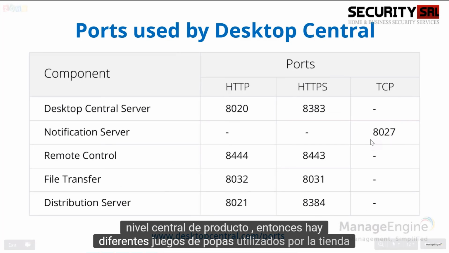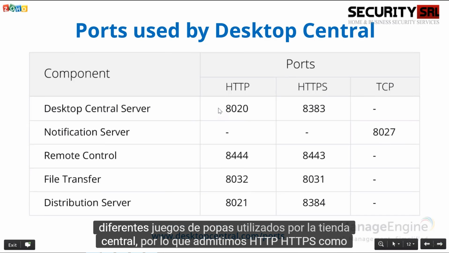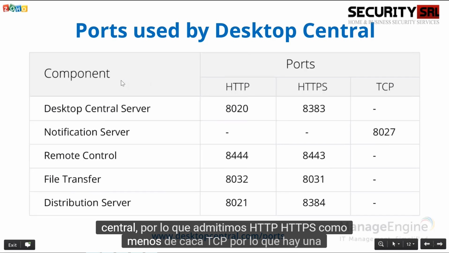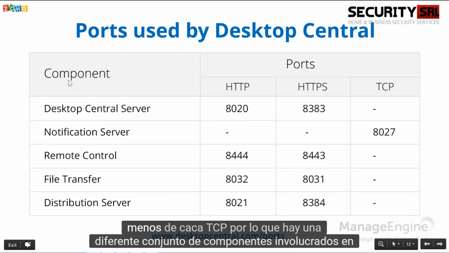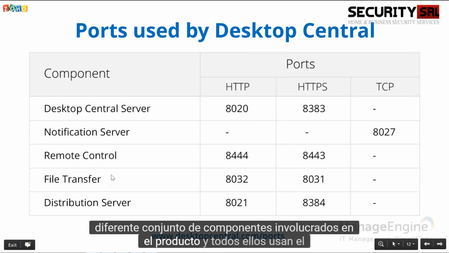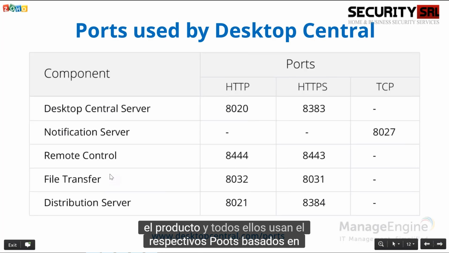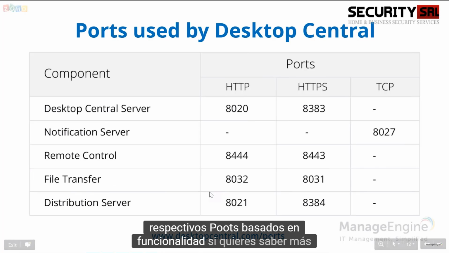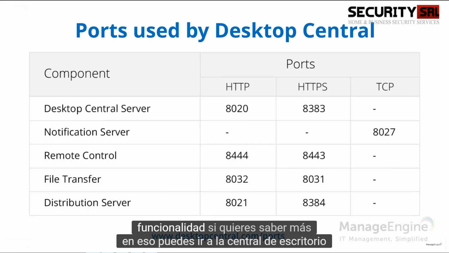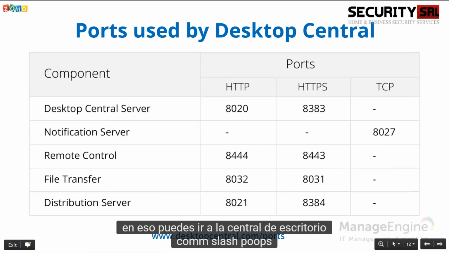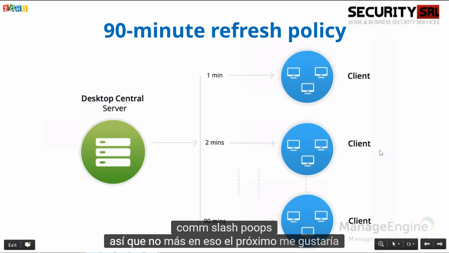Then there is a different set of ports used by Desktop Central. We support HTTP, HTTPS, as well as TCP ports. These are the different components involved in the product, and all of them use the respective ports based on the functionality. If you want to know more on that, you can go to desktopcentral.com/ports to know more on it.